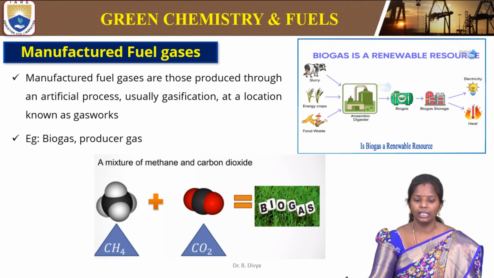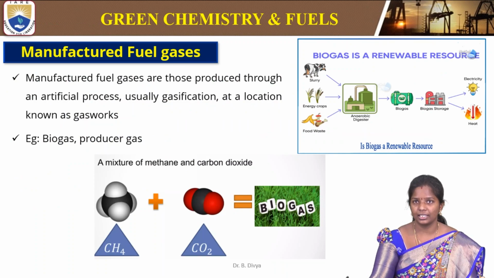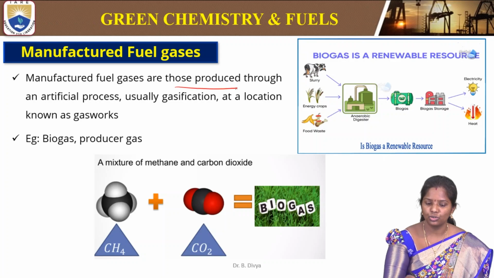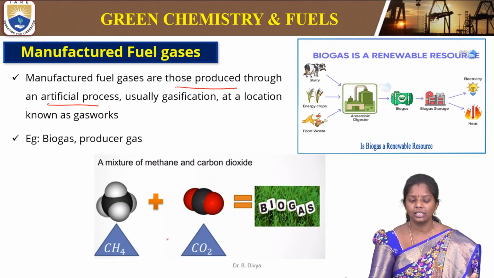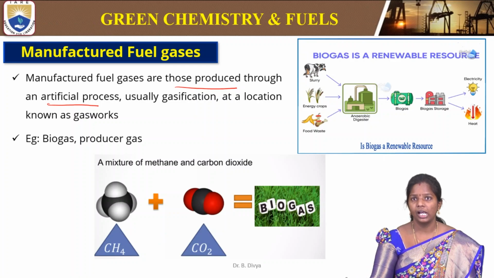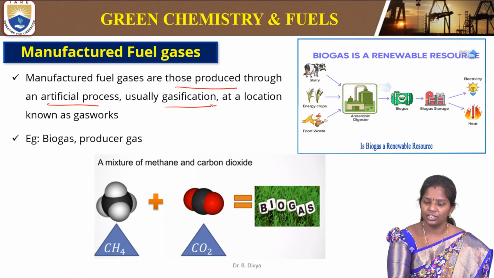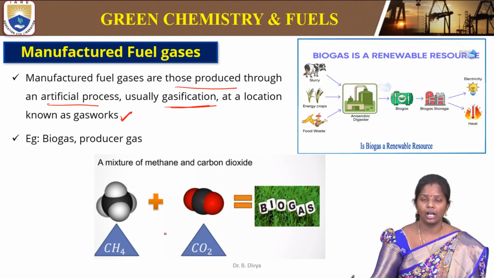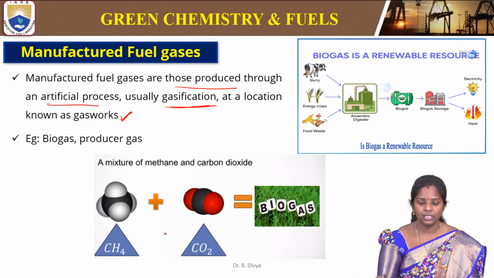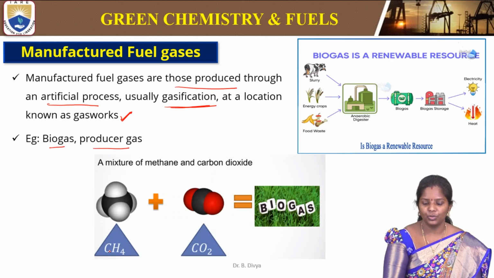So if you see in detail, the manufactured fuel gases are produced through an artificial process. So we are manufacturing that gas. It means we are making that gas from an artificial process, usually called gasification, at a location known as gas works. So examples are biogas and producer gas.